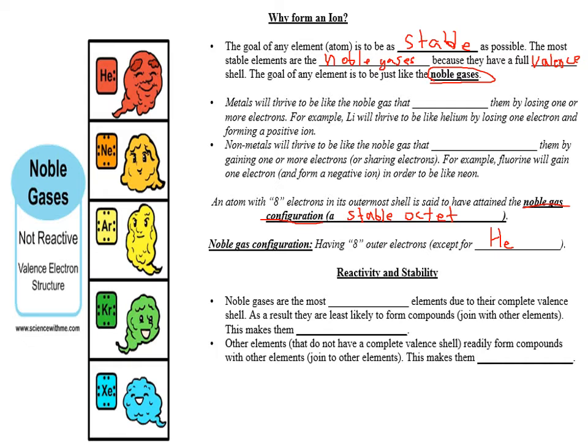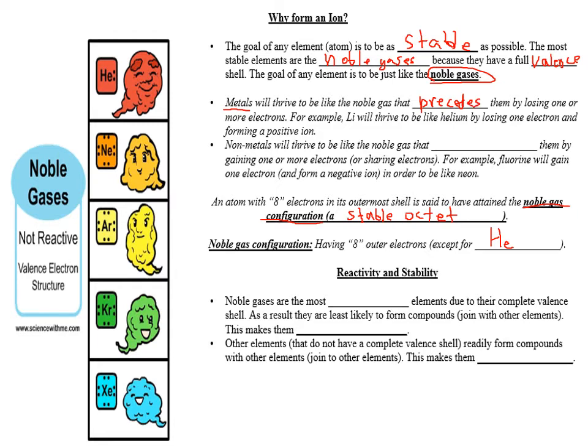So let's take a look at how elements will proceed to become stable. We'll start off with metals. Metals want to be like a noble gas. They'll actually try to be like the noble gas that comes before them, that precedes them. Precedes them means comes before them, by losing electrons. So metals will lose electrons. They'll become positive, and they'll be similar to the noble gas that came before them.